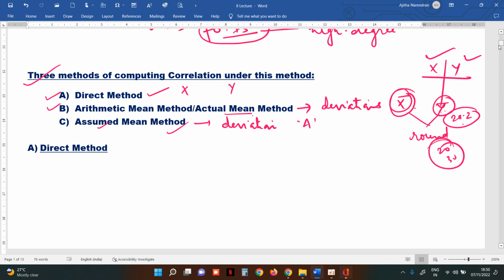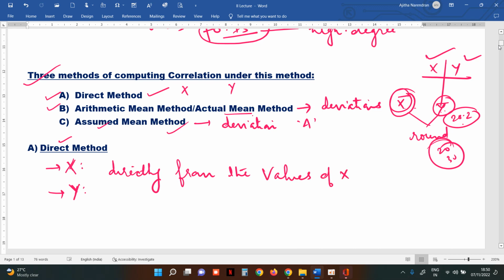So in this video, we are going to learn about the first method, known as direct method. In direct method, two variables will be given. The first variable which is given will be treated as x, and the second variable which is given is treated as y. It may be marks secured by boys in a particular class, marks secured by girls in a particular class, whatever the variable you are getting. These are the two variables, and how are these two variables correlated, this we need to find out. In case of direct method, we are not taking any deviation, but we are calculating directly from the values of x and y.